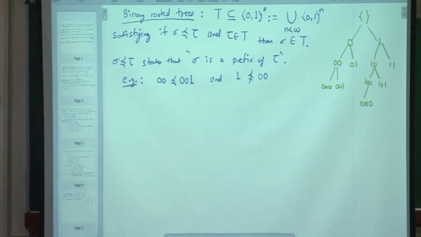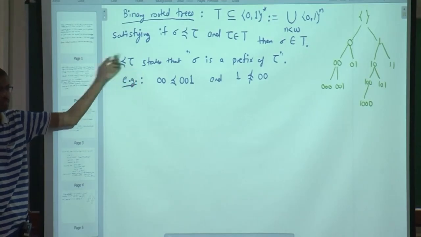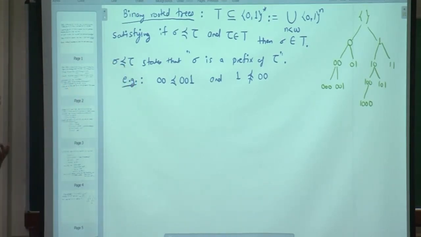Now here, because we are talking about trees, usually the language of families is common. I already said that every node can have at most two children. Right? Then we can talk about uncles, grandparents. Every node has only one parent. So what is the parent of 001? 00. Then grandparents. So this condition actually says that we are always closed under all our ancestors. Okay, so that's a tree.